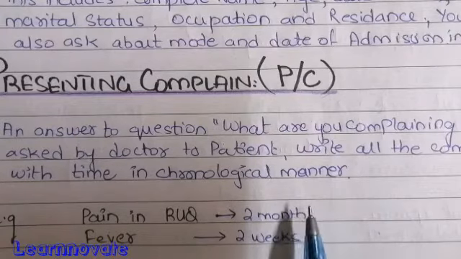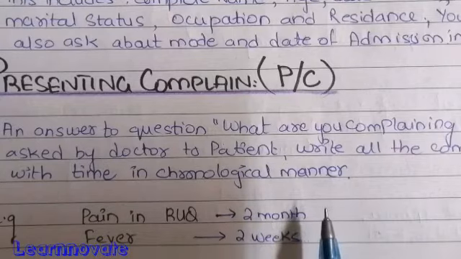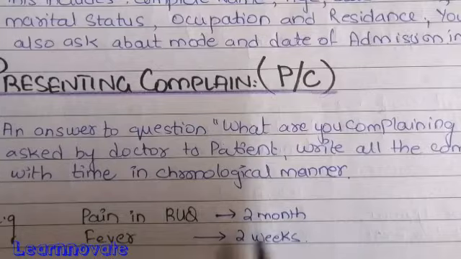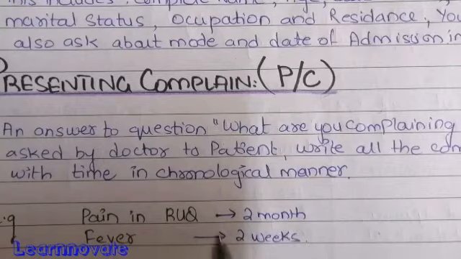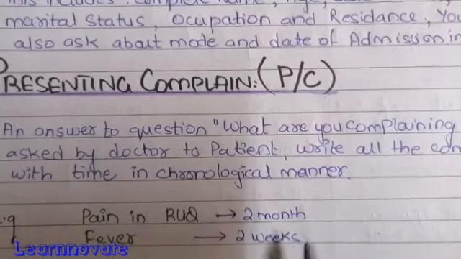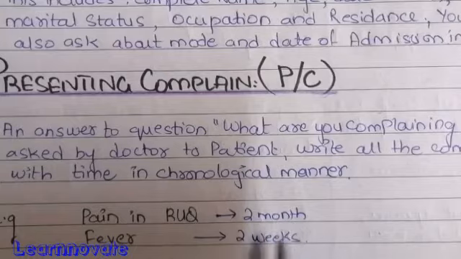That is, the thing that appeared first should be written in the first line, and the thing that appeared later, like the recent events, you should write in the second line. For example, a patient has pain in the right upper quadrant since 2 months, so you write that in the first line, and now before 2 weeks she has also developed fever, so we are going to write that in the second line. This is the chronological manner that you should follow in a presenting complaint.